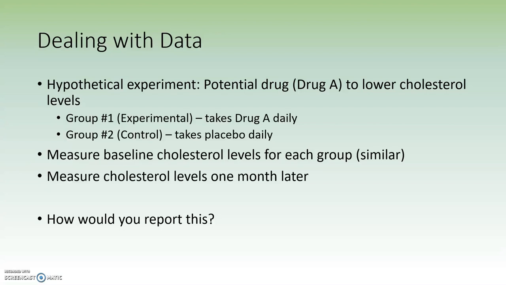To start thinking about how to deal with data, let's think of a hypothetical experiment looking at the efficacy of a drug, called drug A here, in lowering cholesterol levels. We've designed a randomized, double-blind, placebo-controlled study where participants are divided into 2 groups, with one group taking drug A daily and the other one taking a placebo. We measure initial cholesterol levels for all subjects in each group to show that all are starting at a similar point. We then remeasure cholesterol levels for all participants 1 month later, looking to see if there is a difference between the experimental and control group.